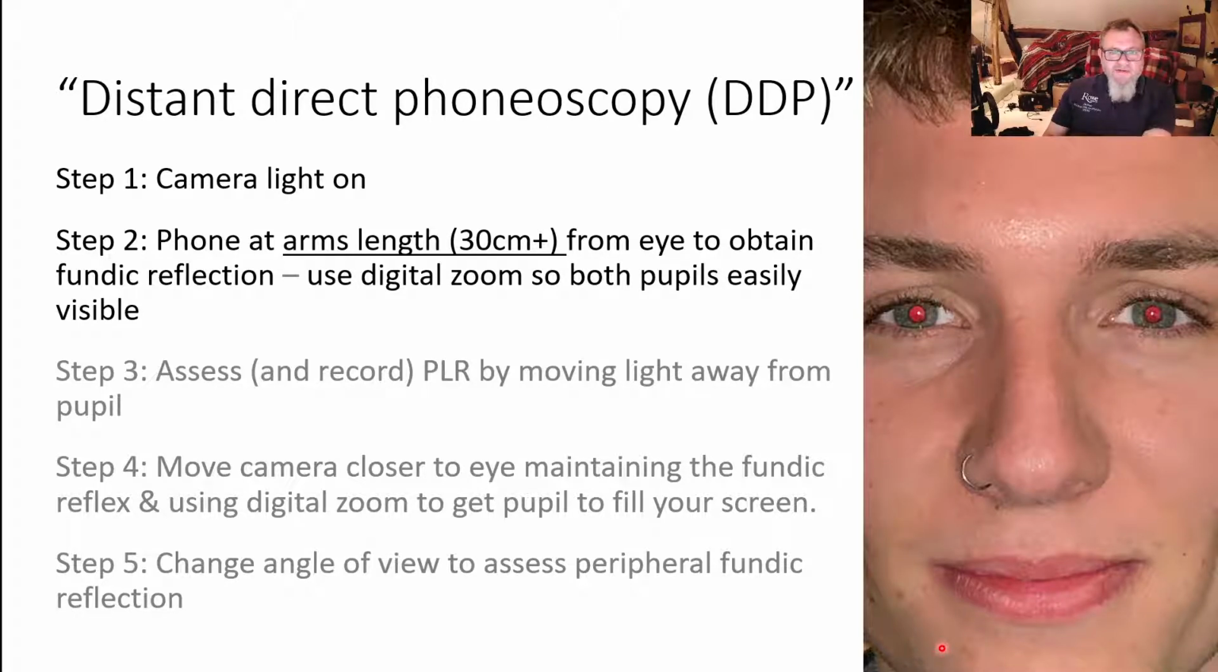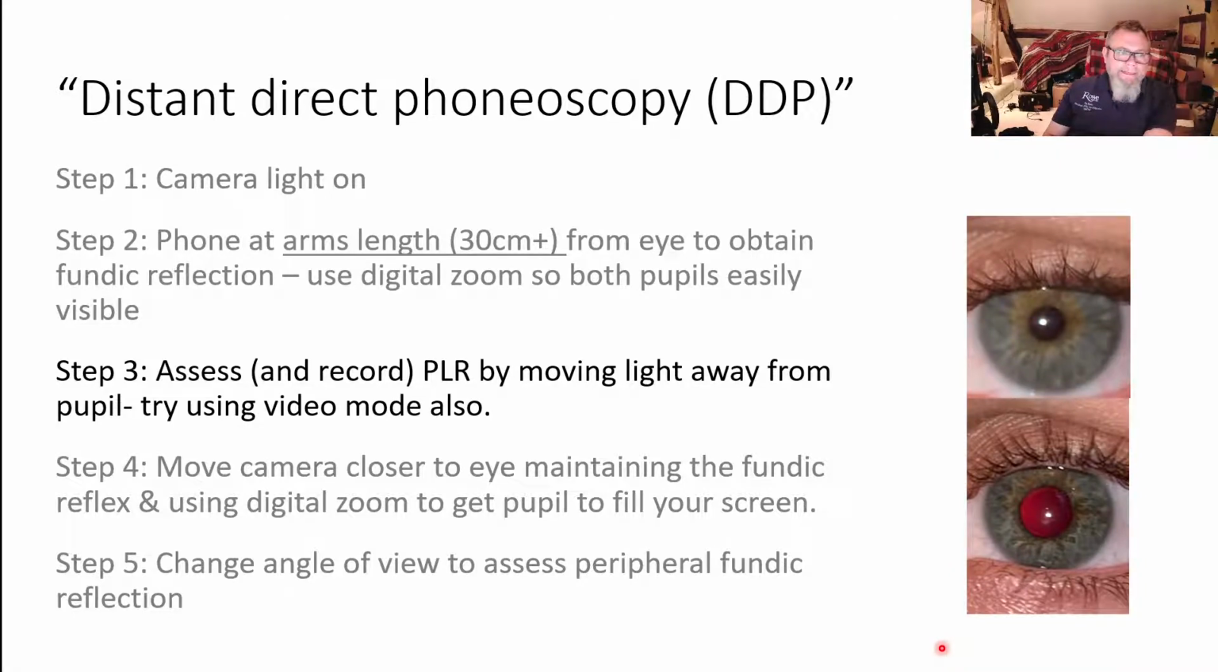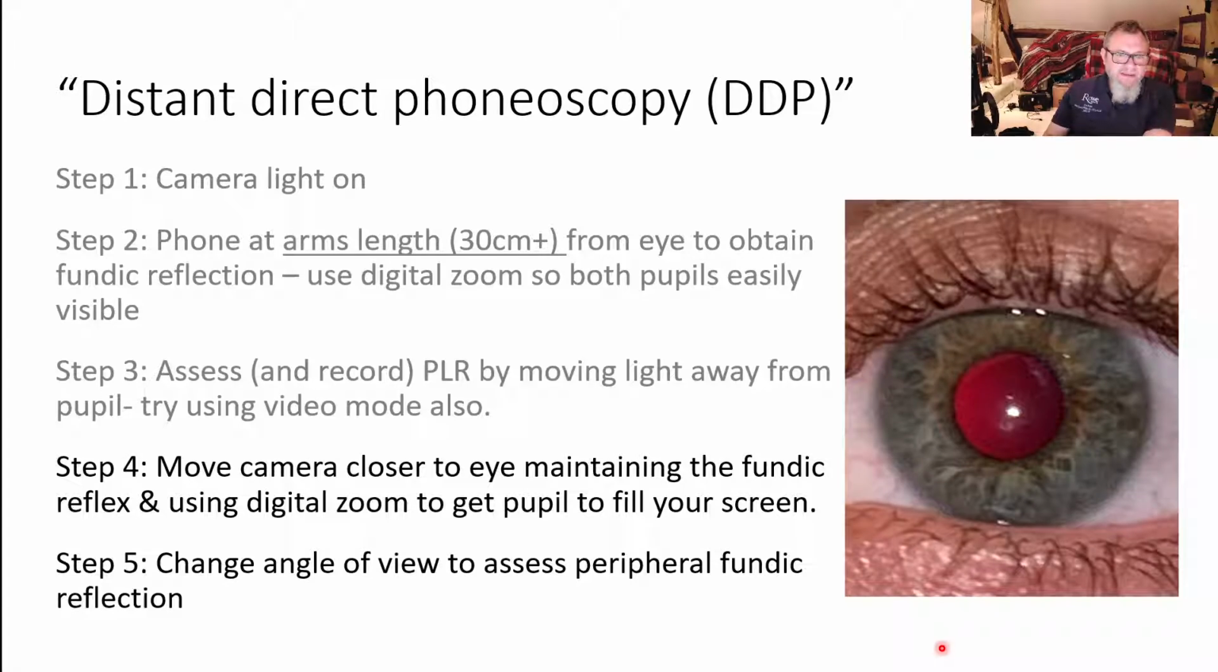And once you've got the red reflection, you can use digital zoom to zoom that facial image so that both eyes are in your image. Once you've got that image of the red reflection, you can then assess and record, by using video or signature photographs, the pupillary light response. So move the light away and then move it back again, and you should be able to see the pupil constricting in response to the light.